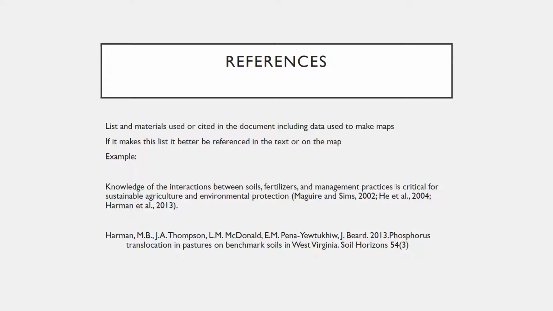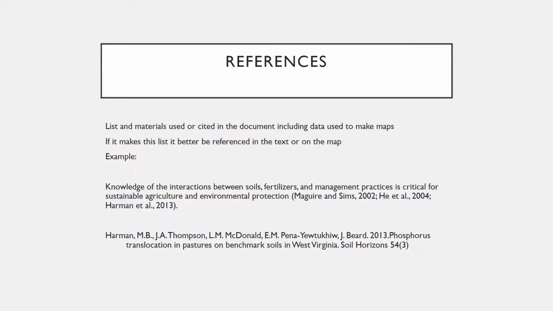If something makes this list, it had better be referenced in the text or on the map. And I'll give you an example of what this could look like. Here is a section out of a paper I'm working on. It says knowledge of interactions between soils, fertilizers, and management practices is critical for sustainable agriculture and environmental protection. And then there's a parentheses, and then there's all the citations: McGuire and Sims, 2002, He et al., 2004, Harmon et al., 2013.